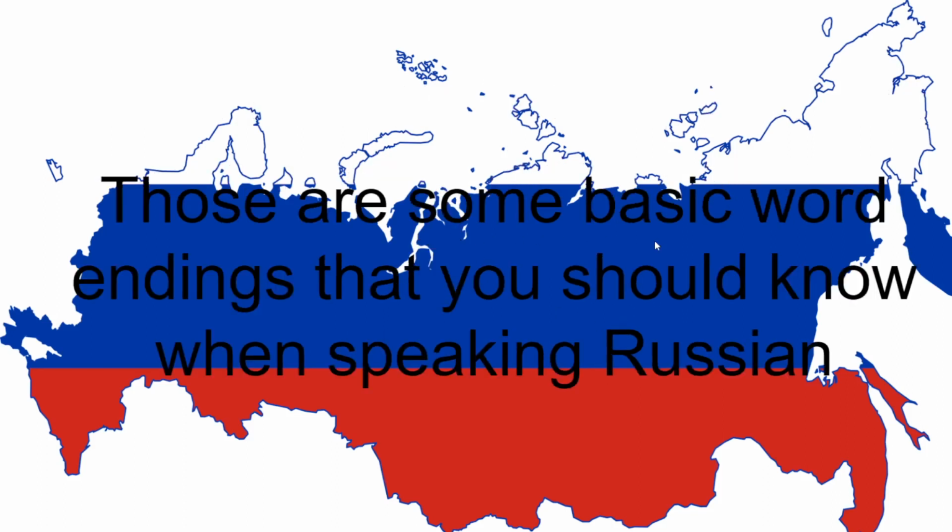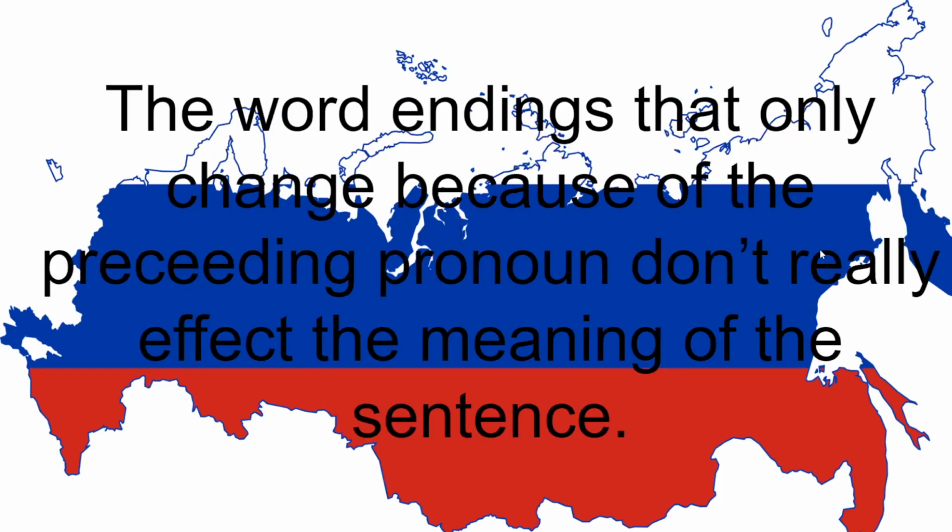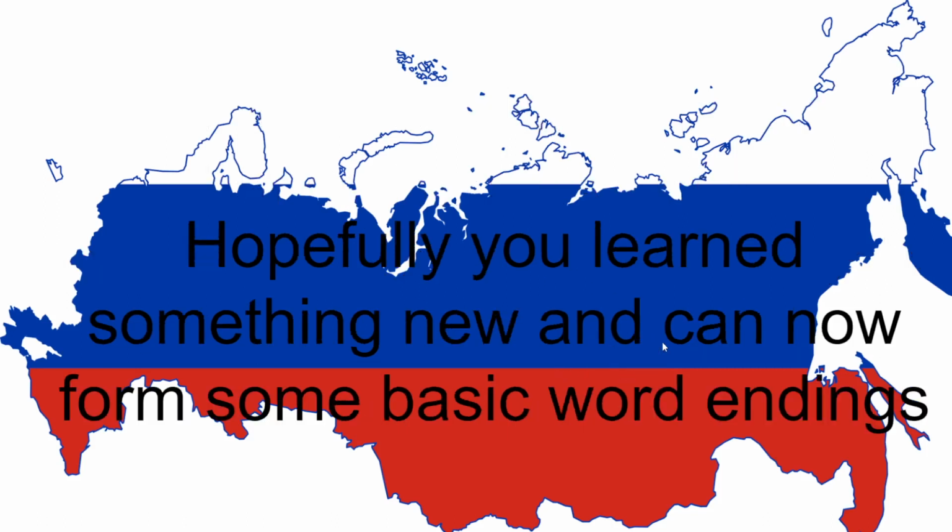Those are some basic word endings that you should know when speaking Russian. Even if you get the word endings wrong, most people will still get the gist of what you are trying to say. The word endings that only change because of the preceding pronoun don't really affect the meaning of the sentence, and people will still know what you're saying. So if you say, "я говорим," I speak or whatever, but you've used the word ending conjugation for we, it would be fine because people would still know what you're talking about. It would sound a little bit strange, but people would probably still understand you.